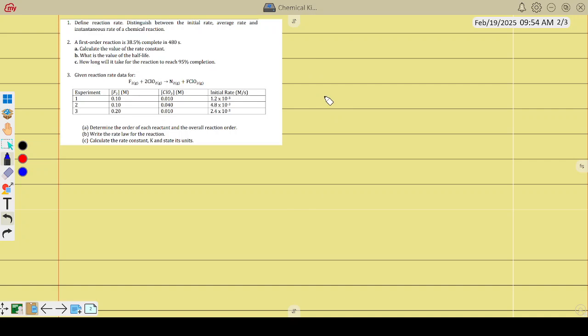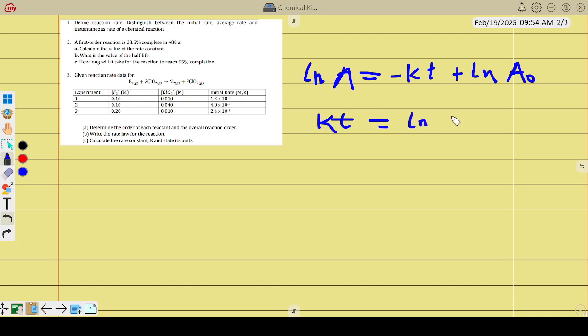Time. So ln A is equal to negative kt plus ln A naught. By now you know this very well. So let's make t the subject because we want to find the time. So this will be ln. I think by now it's okay if I don't teach you like babies.